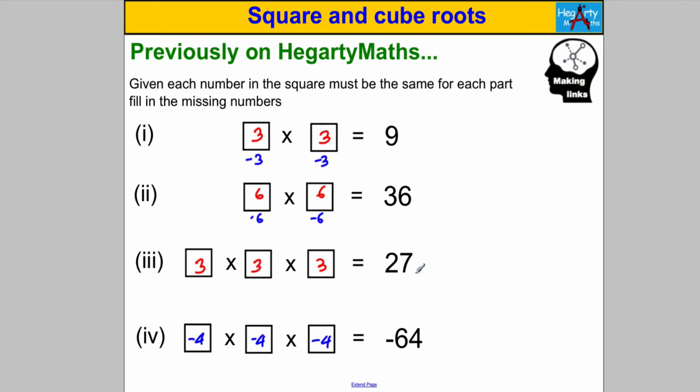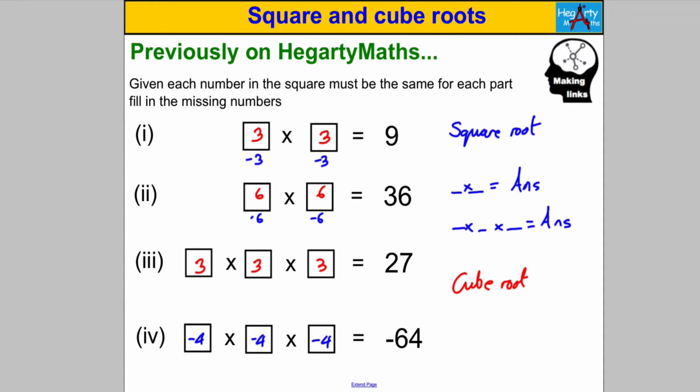Now what was I asking you on this slide? Well, I was giving you the answer, wasn't I? And I was asking you what same number multiplied to give that answer, or what same number multiplied together 3 times to give the answer. So I was asking you to go backwards. Up here I was asking you to what we call square root 9 and 36. Tell me what number multiplies by itself to give you 9 and 36. And down here I was asking you to do a cube root. What number multiplied by itself 3 times gives you 27 and negative 64. And that's what this video is all about.